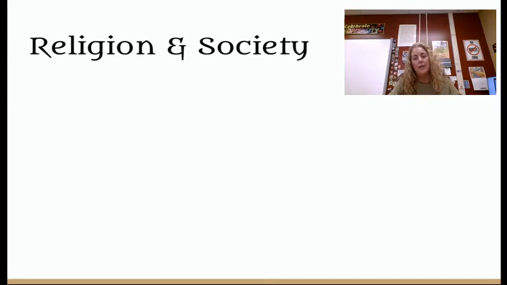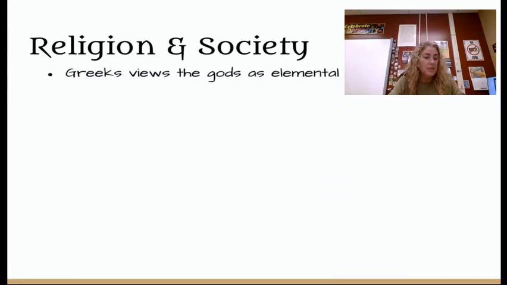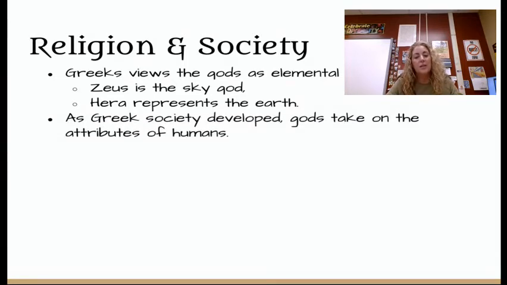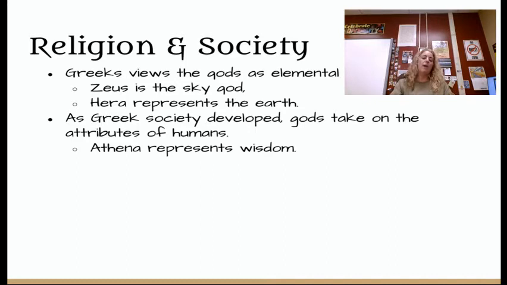Now, what is the relation of religion to mythology? Is mythology viewed as a kind of religious source of literature? I think to understand this, you have to understand that the Greeks viewed the gods as elemental forces. So Zeus is known as the sky god. Hera, his wife, represents the earth. As Greek society developed, the gods took on the attributes of humans. So Athena represents wisdom, hence the reason her symbol is always that owl that she carries around. And when we think owls, we do think intelligence, for they are often depicted as wise beings.